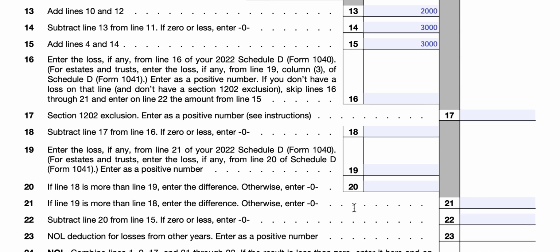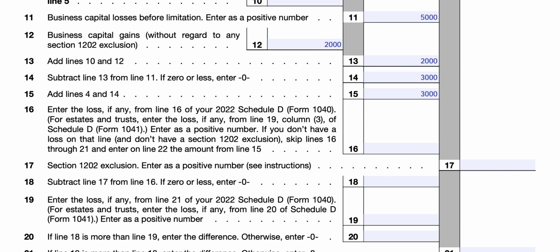Let's go back for a second and imagine that you did have a loss on Schedule D of $1,000. In that case, you would start with determining if you have any Section 1202 exclusion. This is based on the sale or exchange of qualified small business stock. For this video, we'll just assume that there is none. We would subtract line 17 from line 16 to arrive at our $1,000 loss.